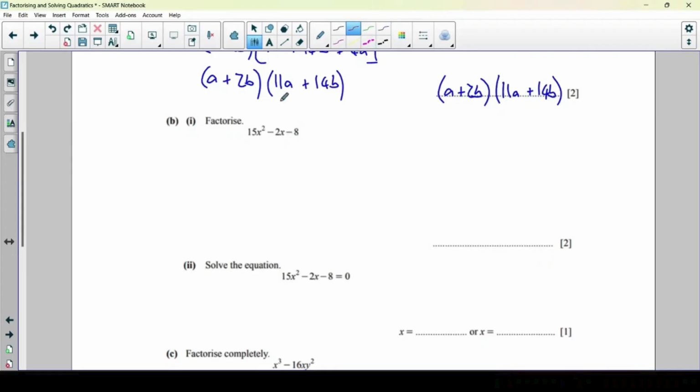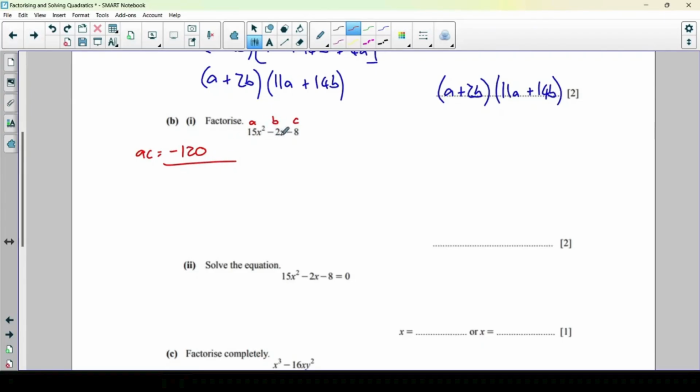Okay, this is another AC method one. So a times c, 15 times minus 8 is minus 120. We have a positive and a negative number because we want them to multiply to minus 120 and add to minus 2. I'm not going to start at 1 and 120 and 2 and 60. It's going to take us too long to get there.